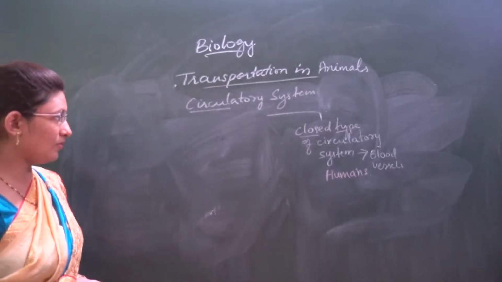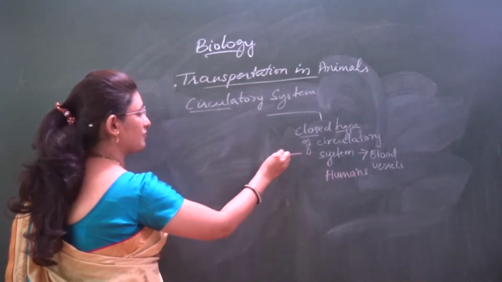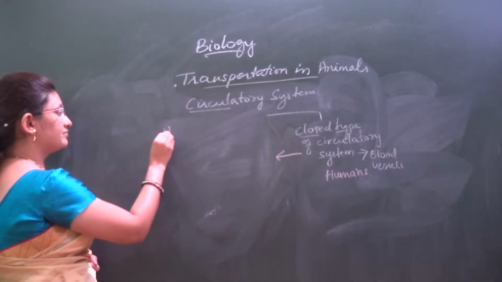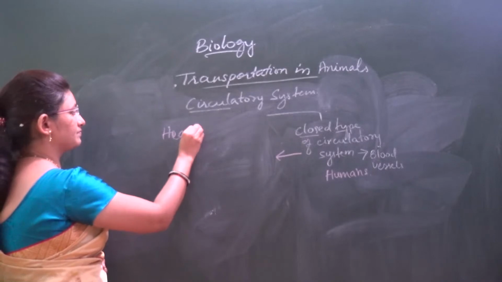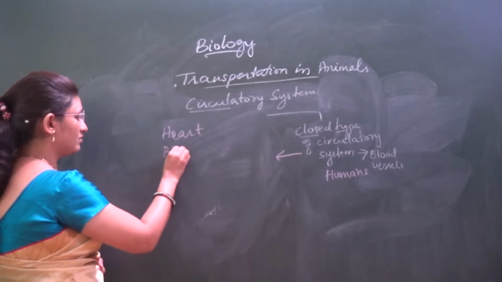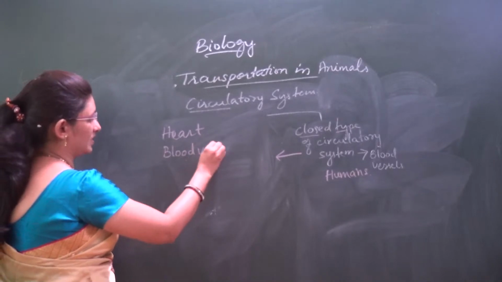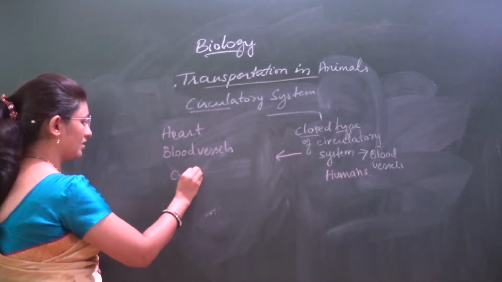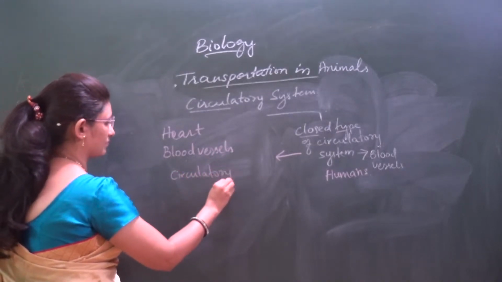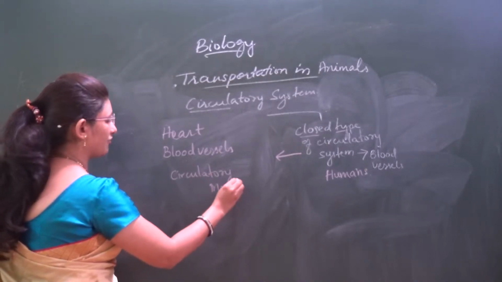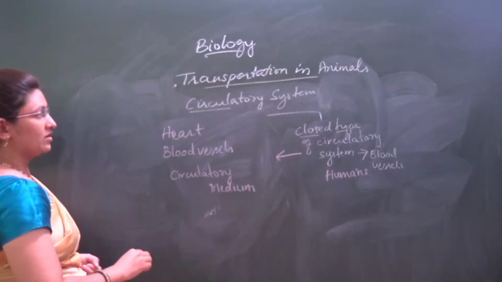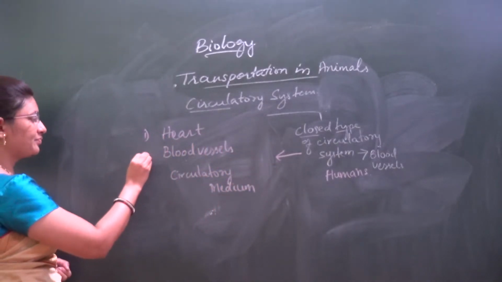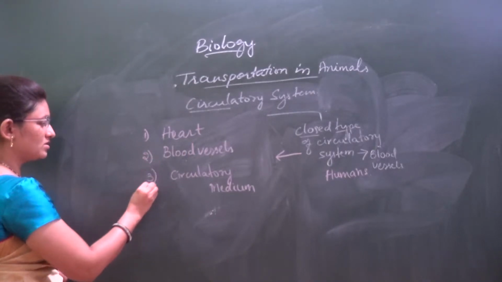In this, what should be present? Closed type of circulatory system, what should it be consisting of? It should be consisting of the heart, the blood vessels, and the circulatory medium. So, in a closed type of circulatory system, the organism should be consisting of the heart, the blood vessels, and the circulatory medium.